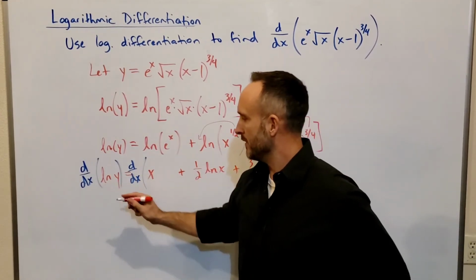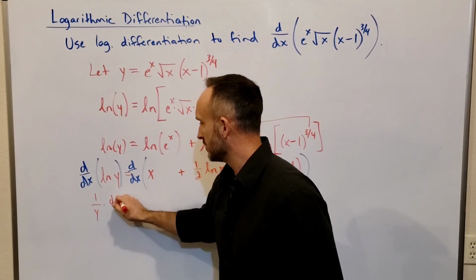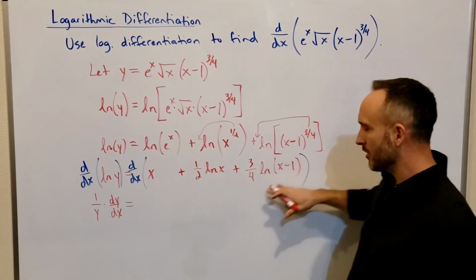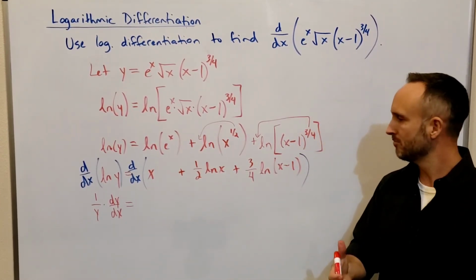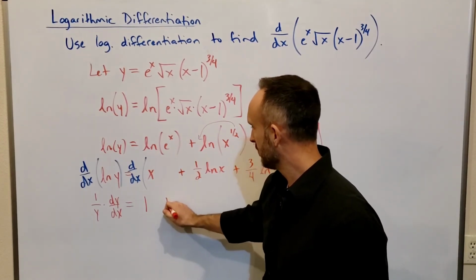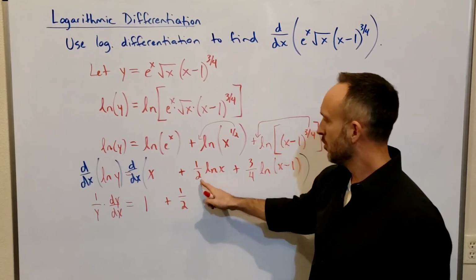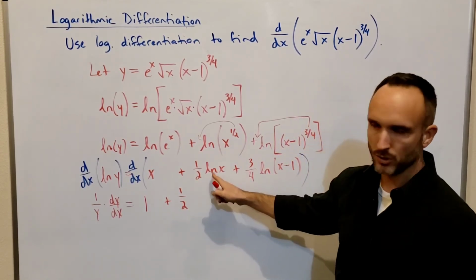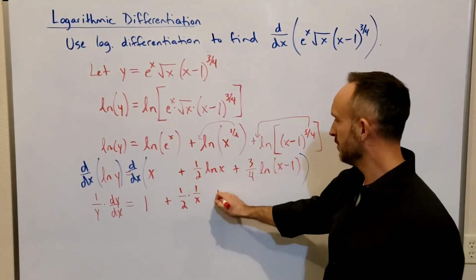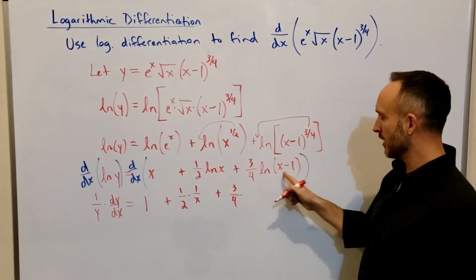We already know that the derivative of natural log of y is 1 over y times dy dx because of the chain rule. Been through that already. Equals, and over here on the right side, everything is in terms of x. So they're simple derivatives. The derivative of x is 1 plus 1/2 times the natural log of x. Well, that's just 1/2 times the derivative of the natural log of x, which is 1/2 times 1 over x. Plus 3/4 times the derivative of the natural log of x minus 1.